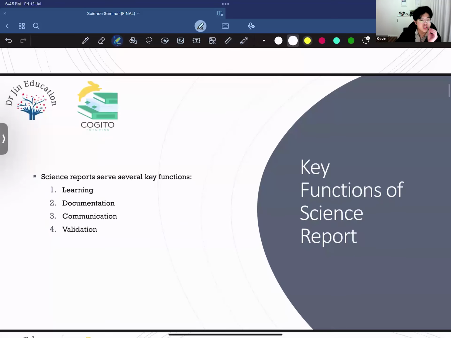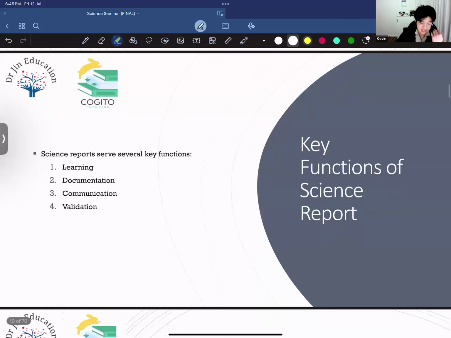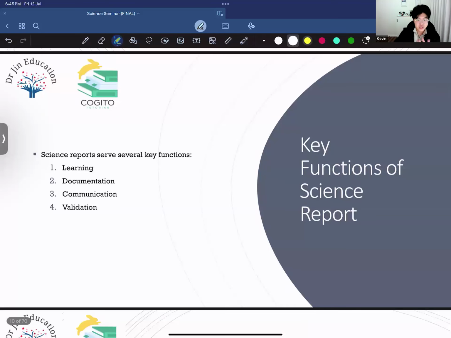Now, key functions. There's 4 key functions I want you to understand. It's getting a bit repetitive now, right? But this is the last slide on this before we jump into it, okay? So the key function, learning. Why? Well, the science report helps you develop, like I said, critical thinking, data analysis, and even writing skills, and a whole lot of other skills as well, okay?